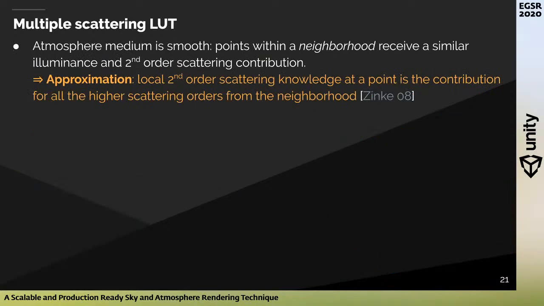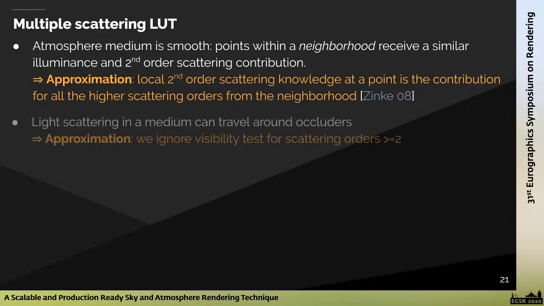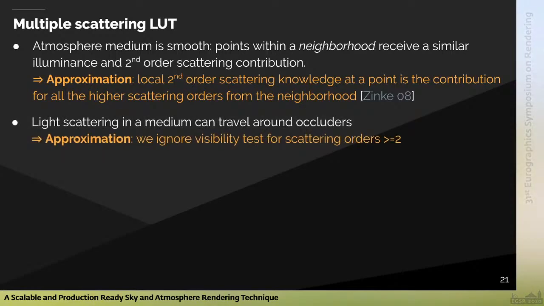In order to compute the higher scattering order contribution from the second order, we will use a similar approach to Zinke's method called dual scattering for hair rendering. We will assume that the participating media is smooth in the neighborhood of a position and that the second scattering order reaching a point is the same as the one reaching other points in the neighborhood. Also, we will assume that multiple scattering is never occluded by mountains and such.